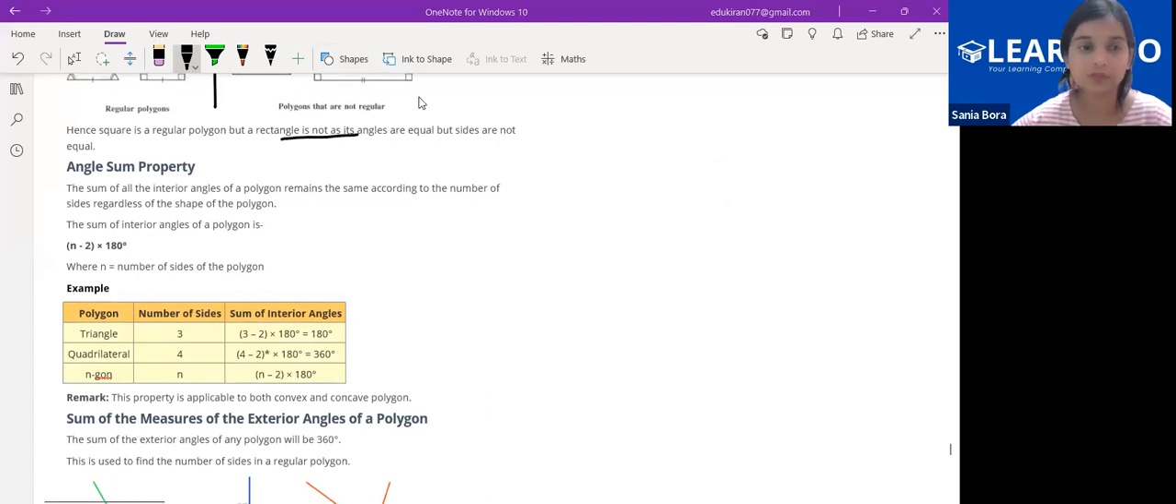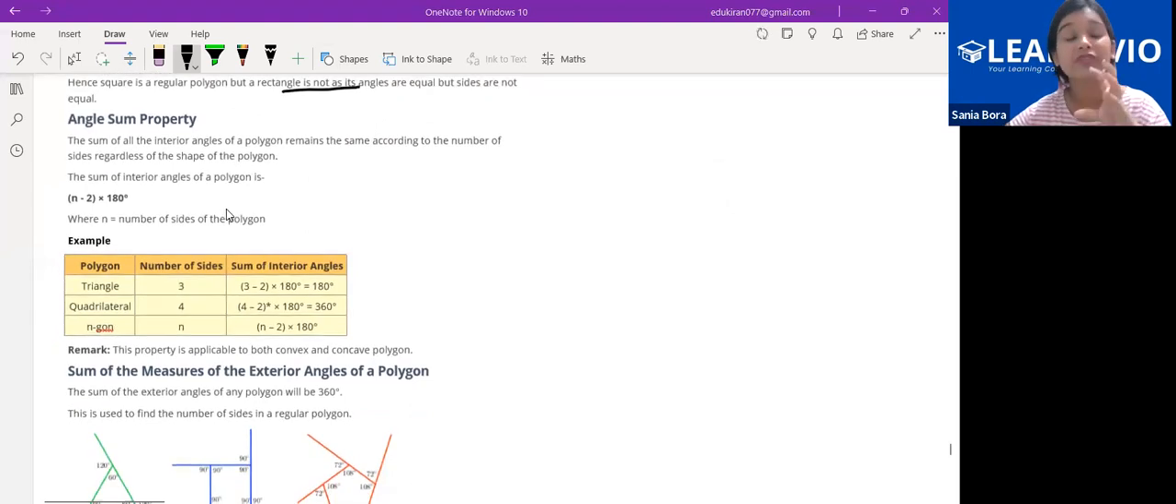Okay. Now angle sum property, very important. The sum of all the interior angles, I already told you, exterior means outside, interior means inside. So the sum of all the interior angles of a polygon remains the same according to the number of sides, regardless of the shape of the polygon. Right? You don't know the shape, but it remains the same.